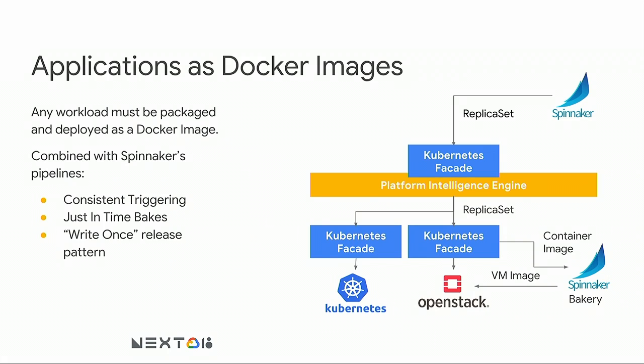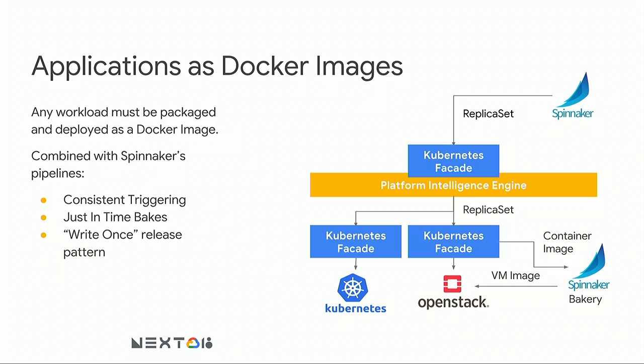So if everything's a Docker container and that's what our developers are building, how do we do things like run on OpenStack? Well, our layer that sits in front of OpenStack, when it receives a deployment command as a replica set, can call out to our enterprise bakery, which is actually one of the subcomponents of Spinnaker that we've just extracted and are running standalone without the rest of Spinnaker. And so we do a just-in-time bake of a VM image of that Docker container. So we translate that Docker container into a VM deployment and then tell OpenStack to go run that.